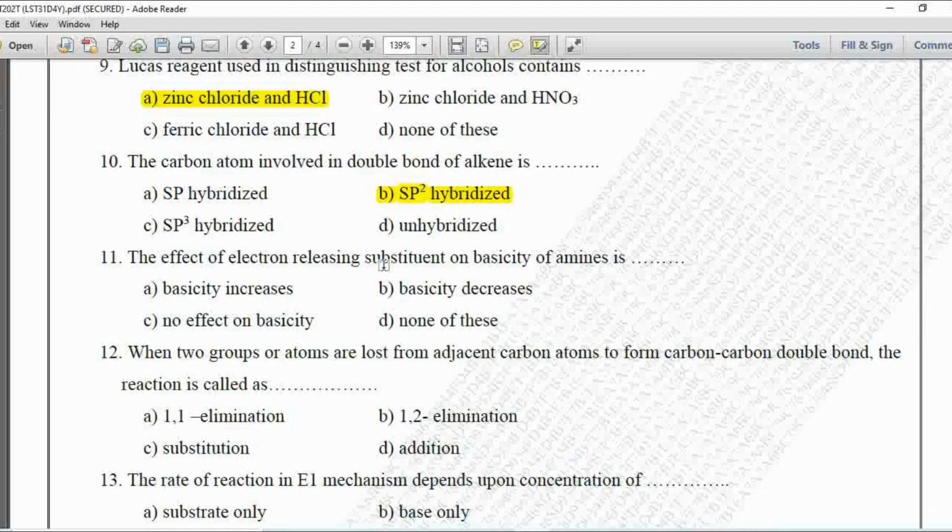Next MCQ. The effect of electron releasing substituent on basicity of amines is: option A is basicity increases, B is basicity decreases, C is no effect on basicity, and D is none of these. So here, as we are adding electron releasing substituents on amines, its basicity will increase. That's why option A is correct. Basicity increases in amines.